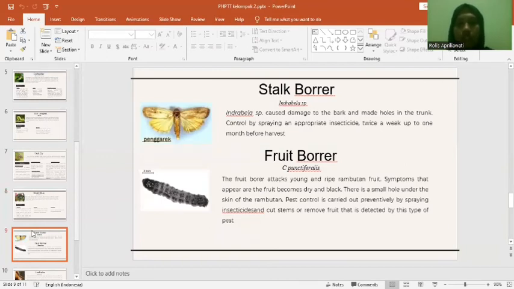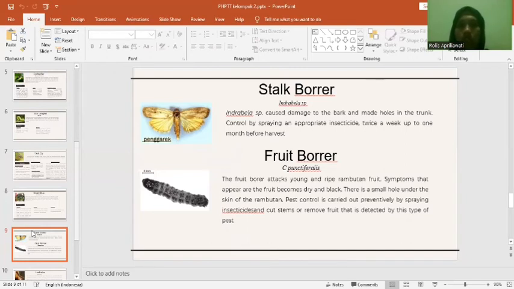Stalk borer or Indarbela sp. Indarbela sp. caused damage to the bark and made holes in the trunk. Control by spraying an appropriate insecticide twice a week up to 1 month before harvest.